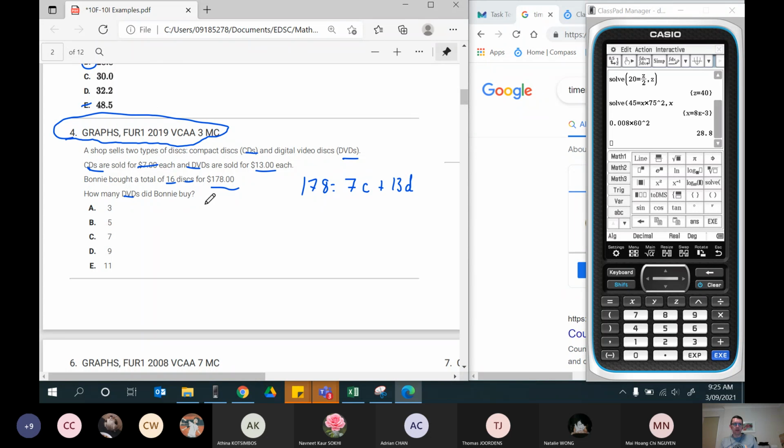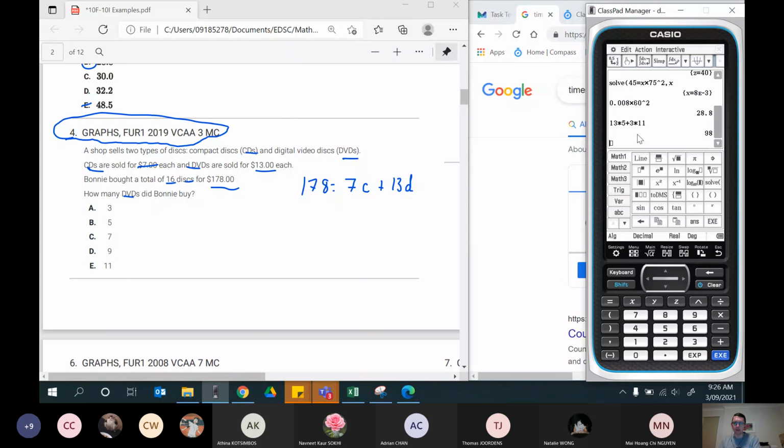One way you could do it is to just go through the options and say, well, she bought 3 DVDs, and DVDs are 13, and she bought a total of 16 discs. You could literally go 13 times 3, plus 6 times 7, and you say it's 130. You could just go through the process like this. Then that would be 5 DVDs, and that would leave her, because she had a total of 16, 11.